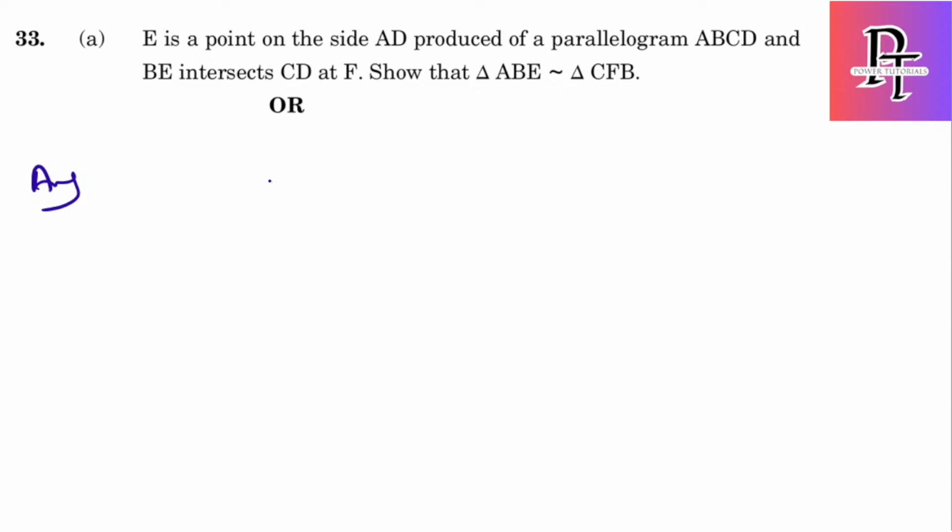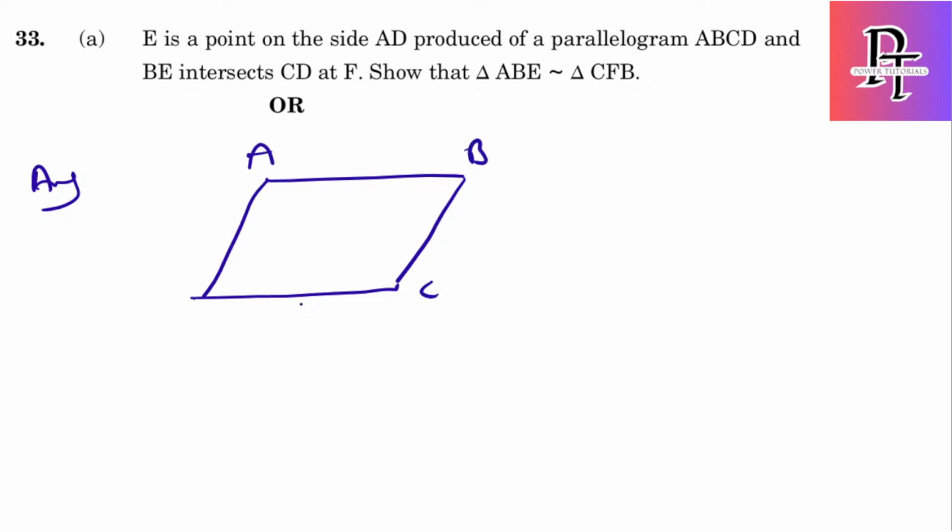So let's draw the parallelogram first. Let's mark A, B, C, D. AD is produced. BE intersects, okay, so this is the point E, and they're saying that BE intersects CD at F. So this is F. So I want to prove that triangle ABE, the big triangle, is similar to this triangle.